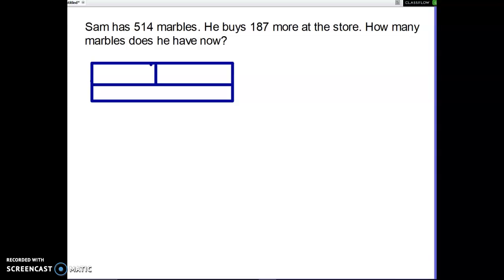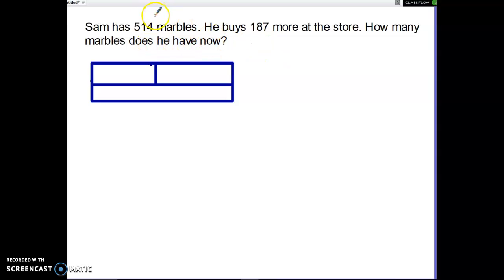Hi guys, today we're going to be solving word problems within 1,000. Sam has 514 marbles. He buys 187 more at the store. How many marbles does he have now?